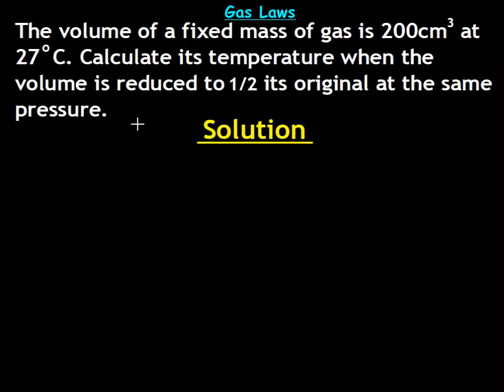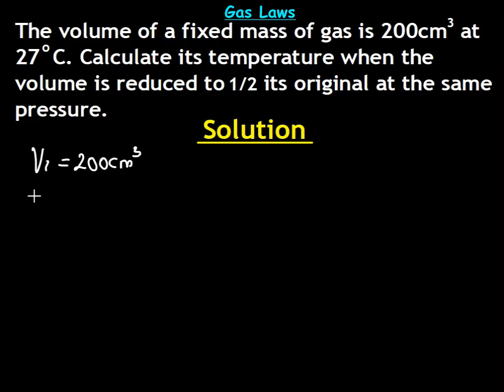Now, this problem is based on Charles' law, and Charles' law states that the volume of a given mass of gas is directly proportional to the absolute temperature, provided that pressure is kept constant. So working with that, the first volume given to us is 200 centimeter cube. So writing it down, V1 is equal to 200 centimeter cube, at 27 degrees Celsius.